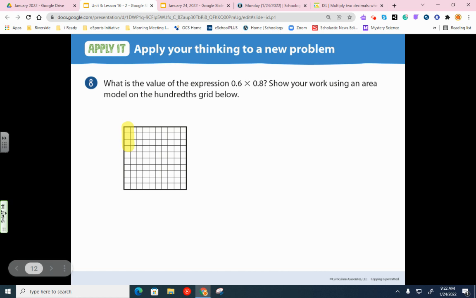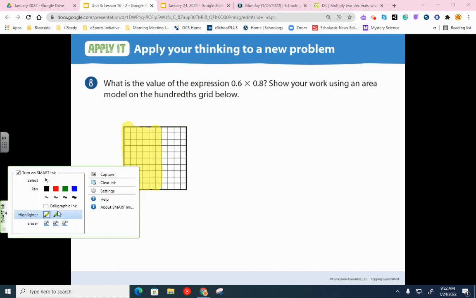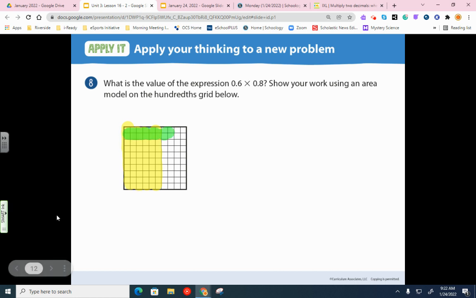All right, so here is our grid. And here's 6/10. And let's show 8/10. It's not working out too well here. All right, so where they overlap is right here. This area right there. So you've got 1, 2, 3, 4, 5, 6, and 1, 2, 3, 4, 5, 6, 7, 8. We know 8 times 6 is 48, but we know each individual one is a hundredth, so that should be 48 hundredths.